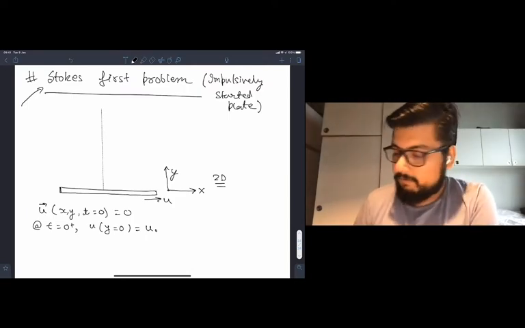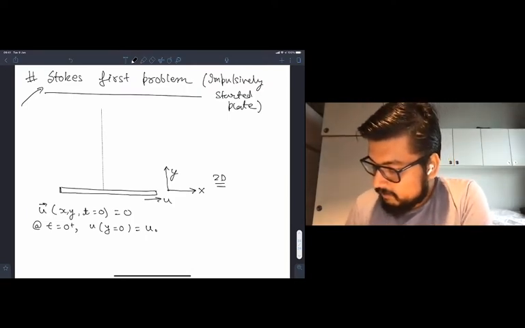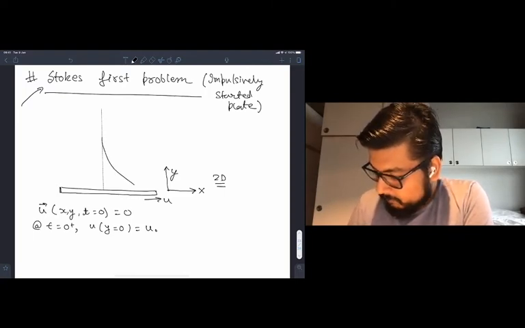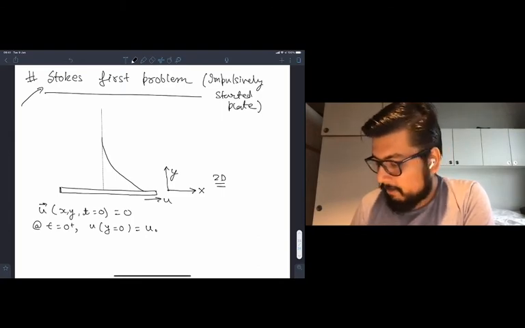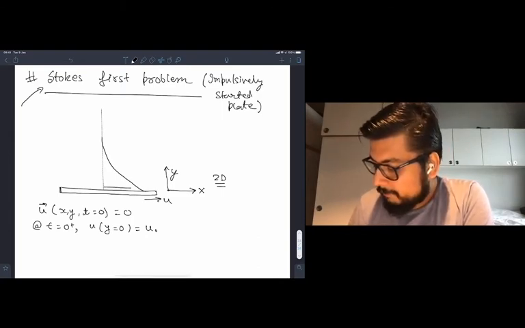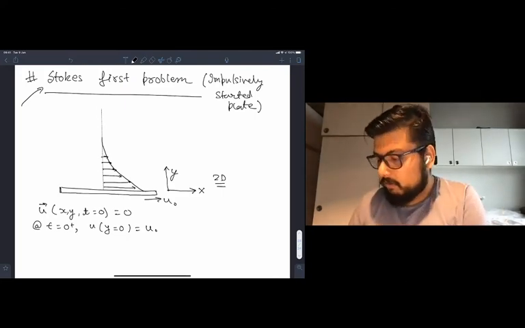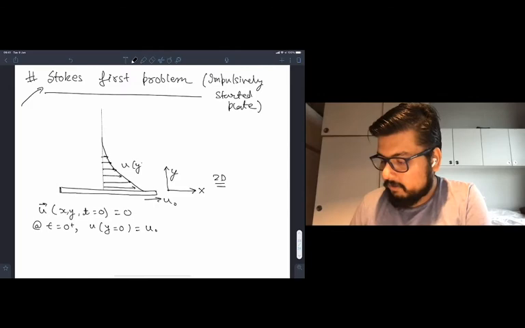And then, as we saw in the video, what will happen is that the fluid parcels in the bulk will respond to this impulsively applied velocity, let's call it u naught. And then a flow will develop in the bulk. So we will try to find out this velocity profile u as a function of y.